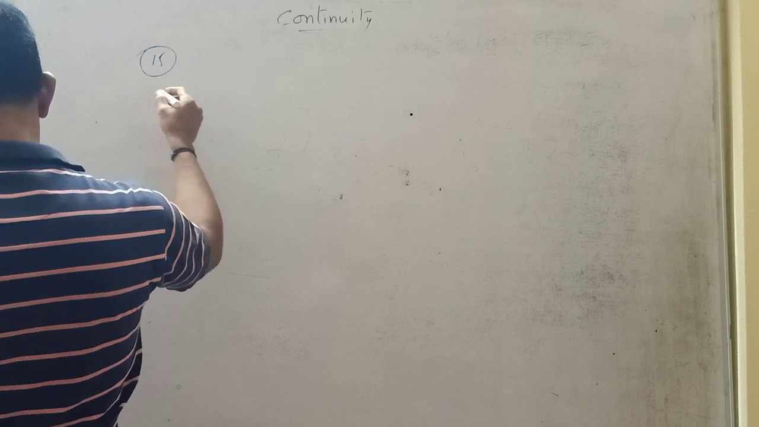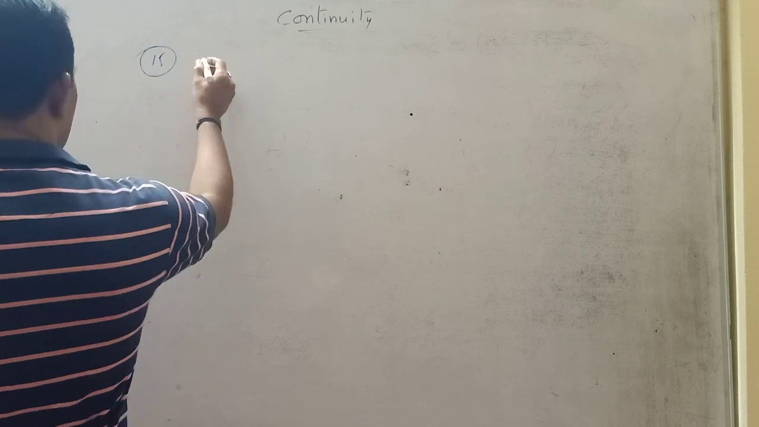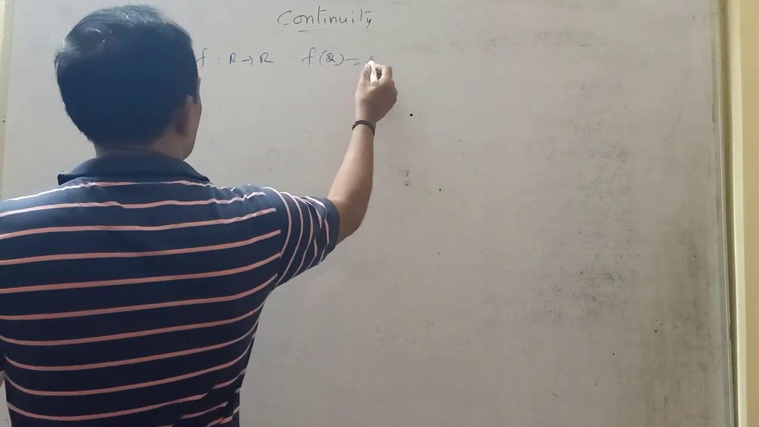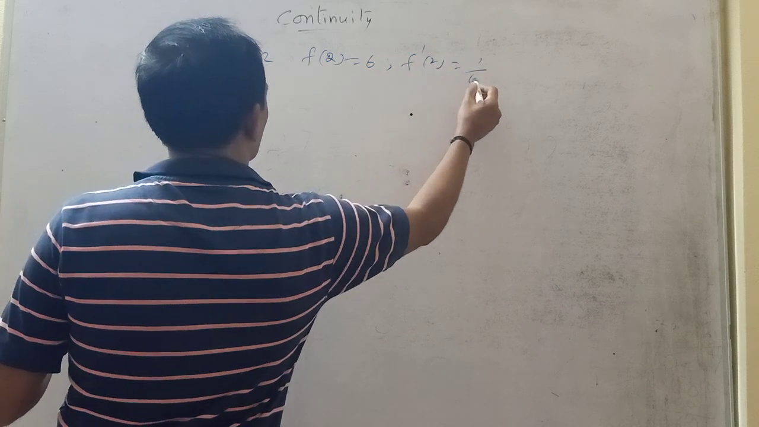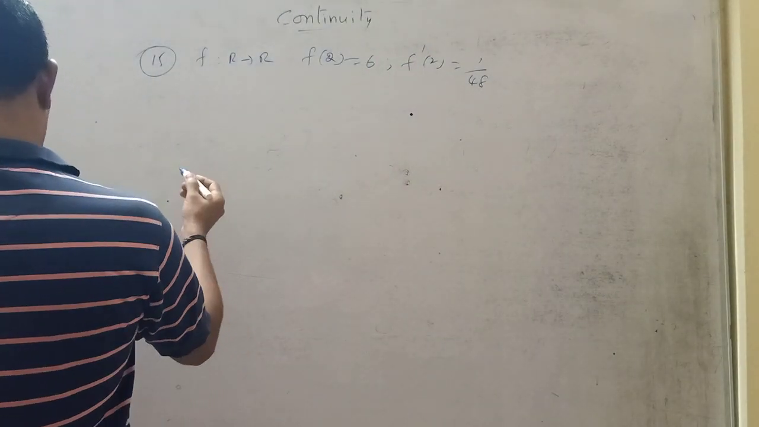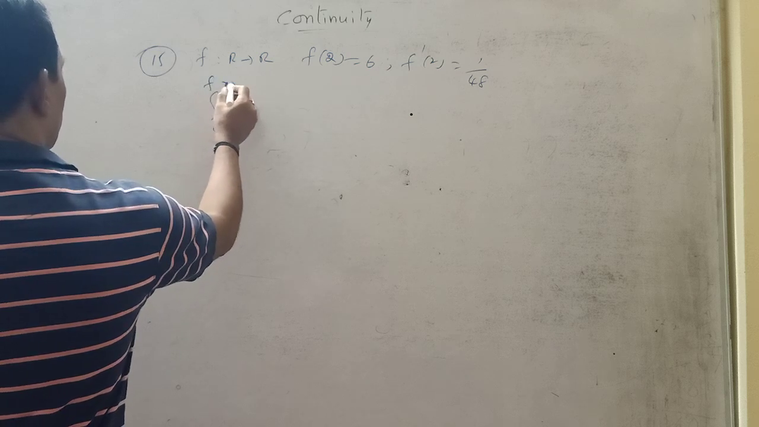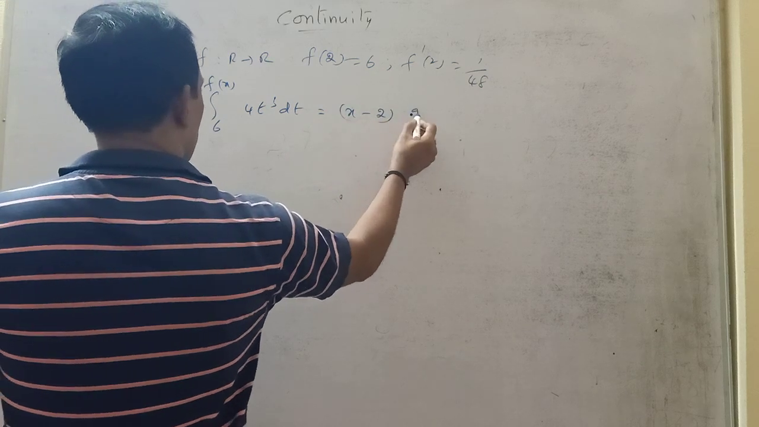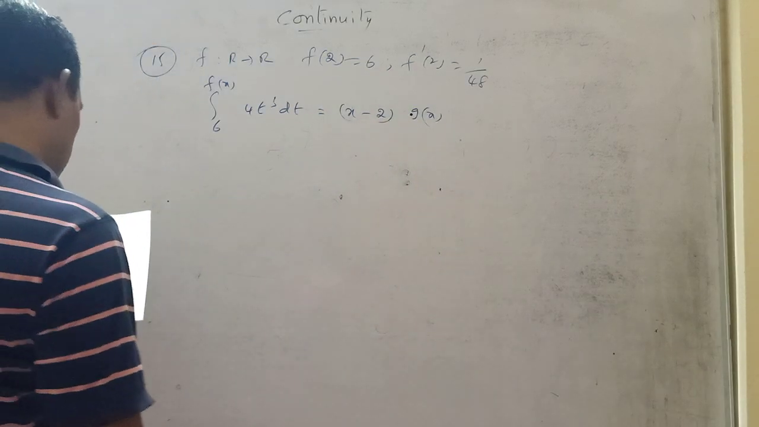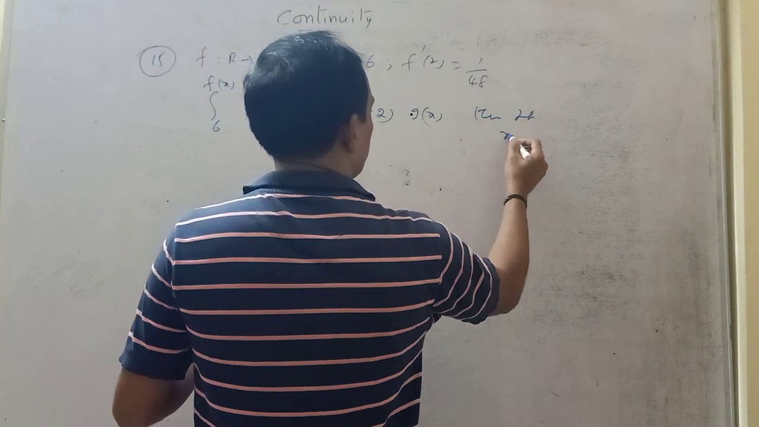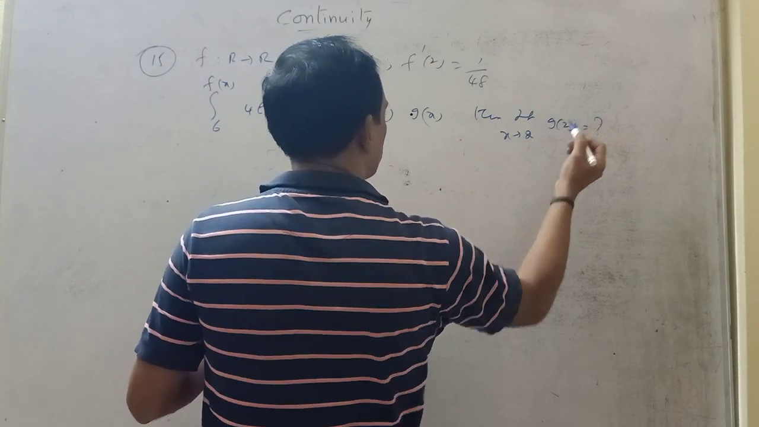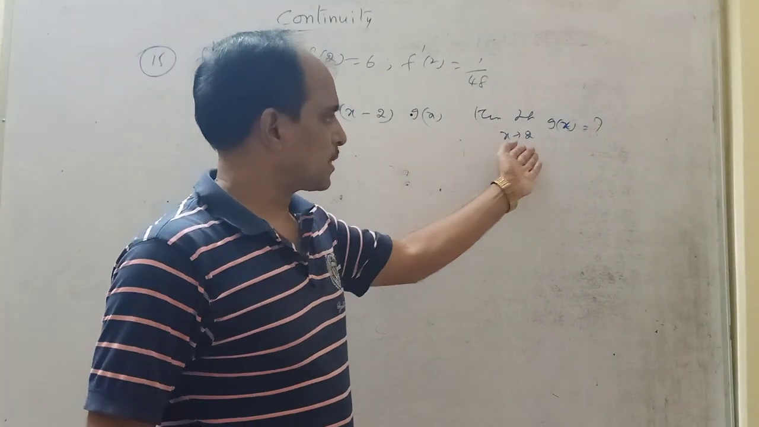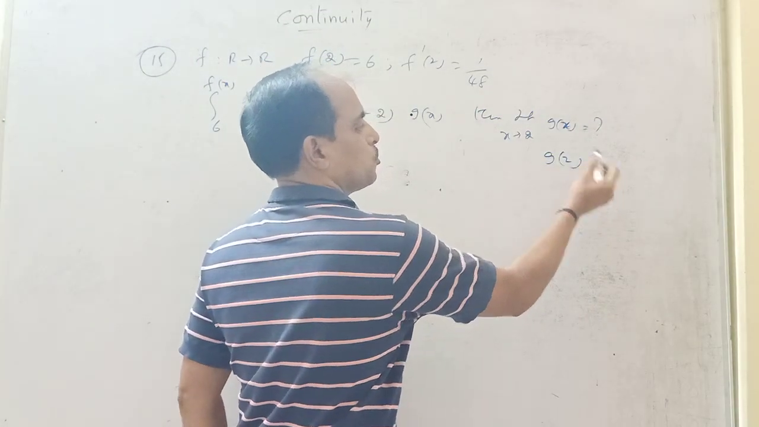Now the 15th question, that is f maps R to R, is continuous and differentiable, and f of 2 is equal to 6 and f dash of 2 is equal to 1 by 48, and the integral from 6 to f of x of 4t cube dt is equal to (x minus 2) times g of x. Then limit as x tends to 2, g of x is equal to? So limit as x tends to 2, g of x means g of 2. We have to find g of 2.